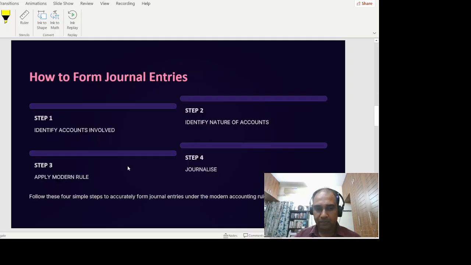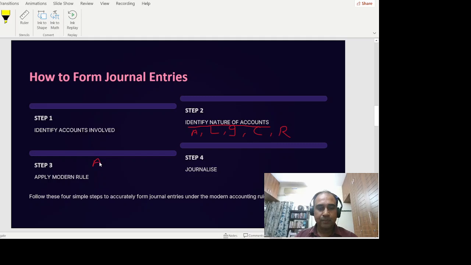Step number 1, identify the accounts involved. Whenever we talk about a journal entry, there is a debit and credit, so identify which are the two accounts involved. Step 2, identify the nature of accounts. Nature of accounts means whether it is an asset, a liability, an income, a capital or a reserve. Step 3, apply the modern rule.